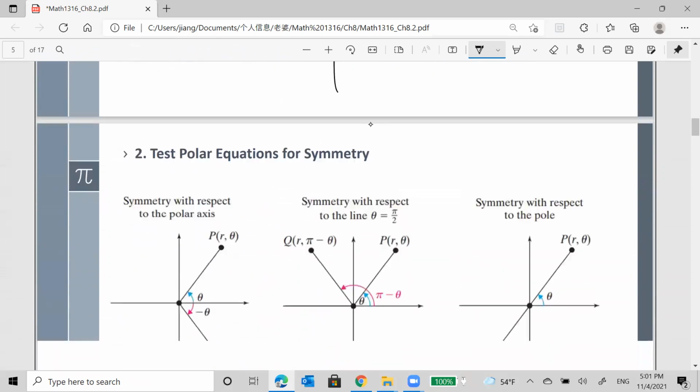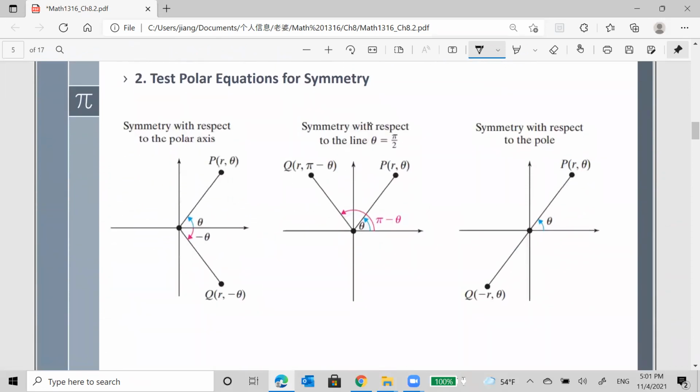Okay, let's see the next one. Test the polar equation for symmetry. So in the polar system, we have learned that this is theta, and the distance from here to this point is r. First, symmetry with respect to the polar axis. What is the polar axis? This is the polar axis. Before, we learned the xy plane, where we said this is the x-axis. But here we say this is the polar axis.